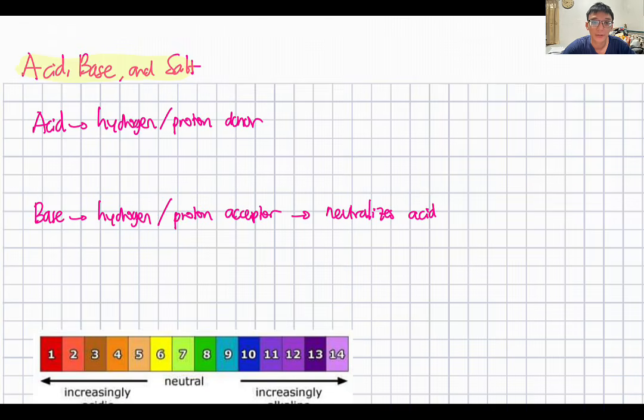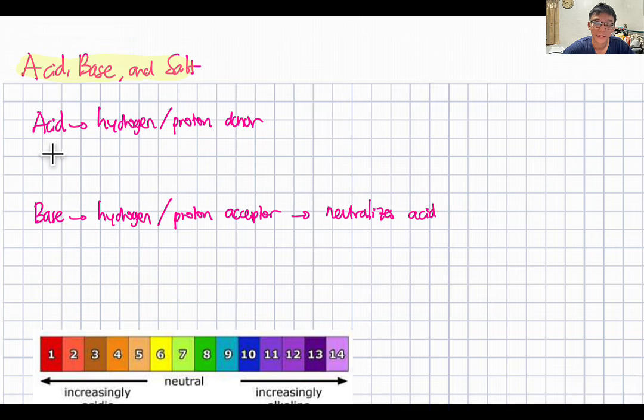Hello guys, in this video I would like to discuss acid, base and salt preparation. So acid is a compound that contains hydrogen, or actually it acts as a hydrogen or proton donor. It means that it has the ability to give out hydrogen to other compounds. While base actually is a hydrogen or proton acceptor, and usually it neutralizes acid.